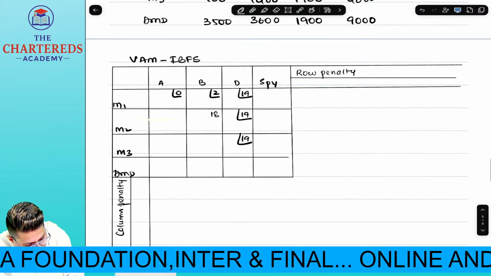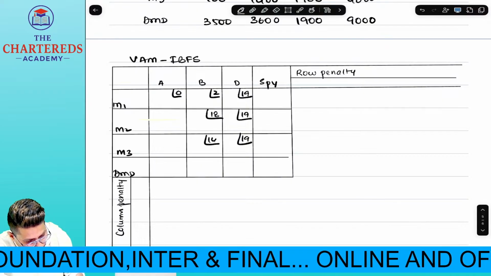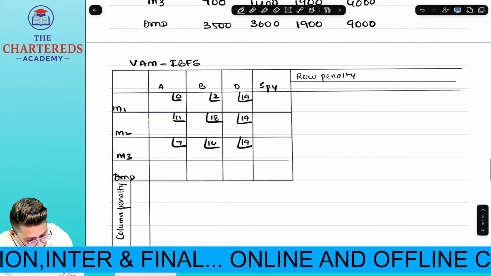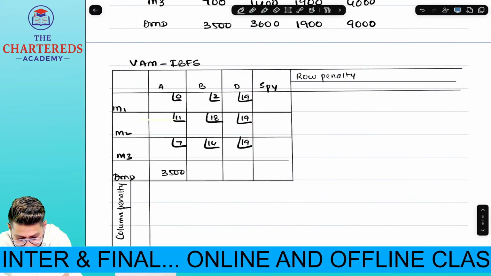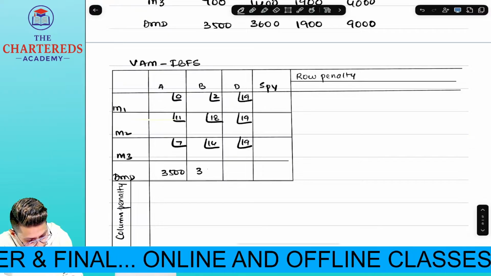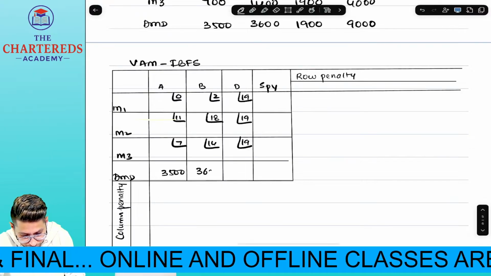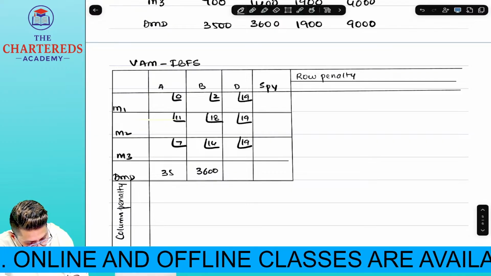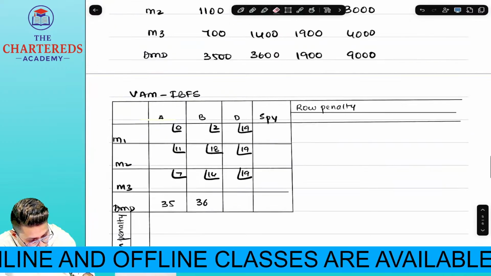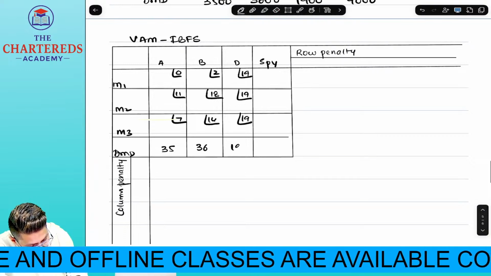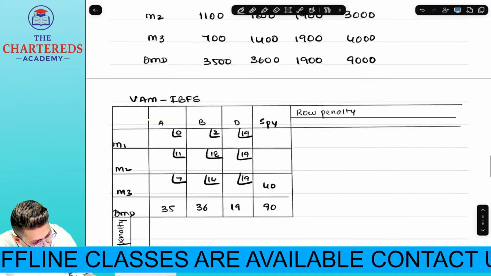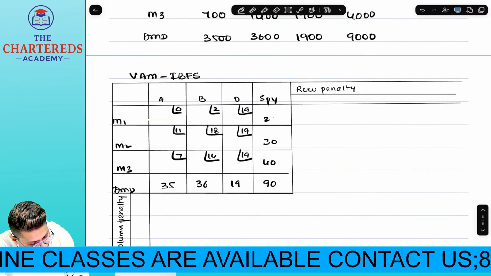18, 14. Here it will be 11, 7. 35, 36, and 19. Here it will be 90, 40, 30, 20.